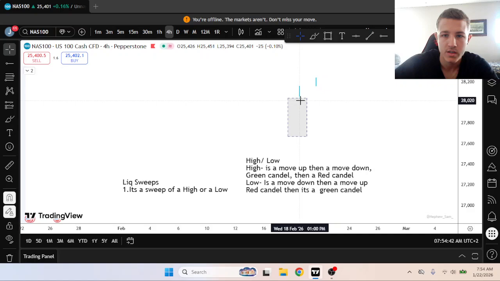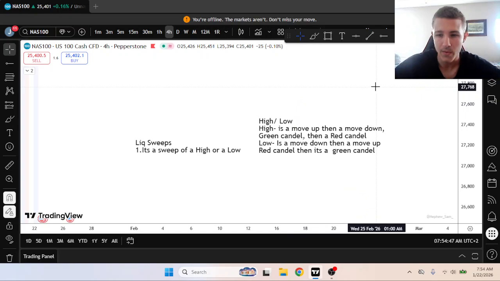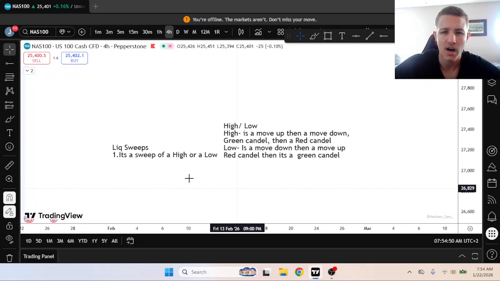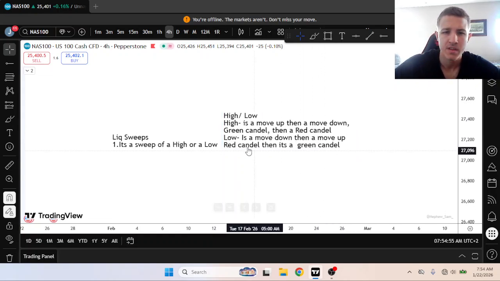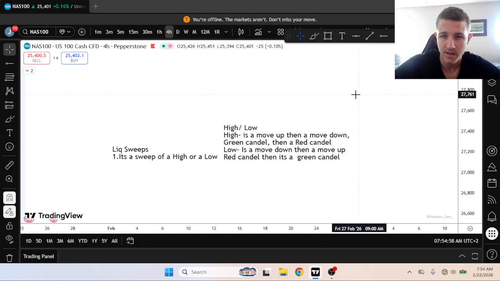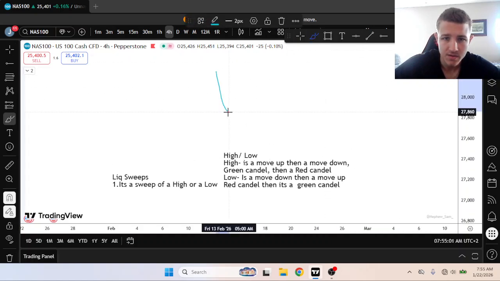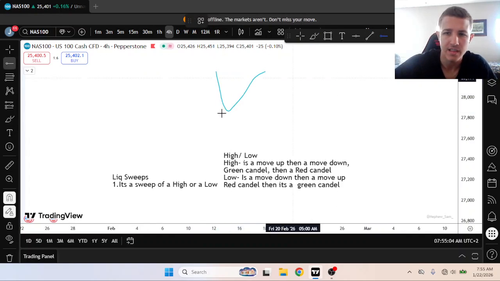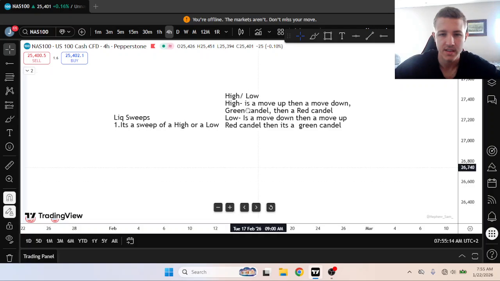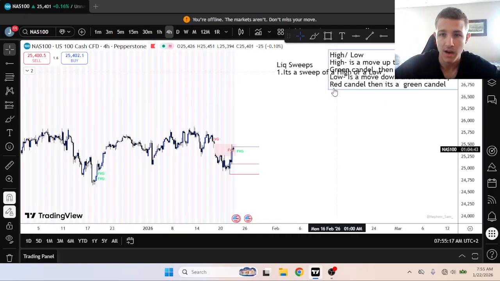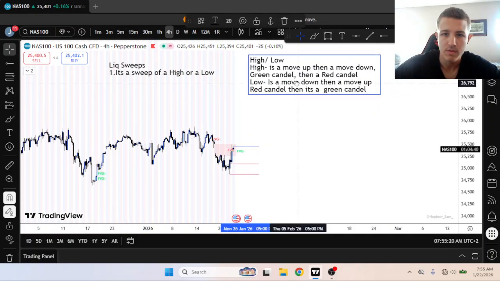If you guys don't understand, go back and rewatch. But yeah, a high is a move up, a green candle, and then a move down, a red candle. A low is a move down and then a move up, and then you take the lowest point of that low, the candle closure, and then you have the wick. That wick is the low. So let me just move this properly over here.